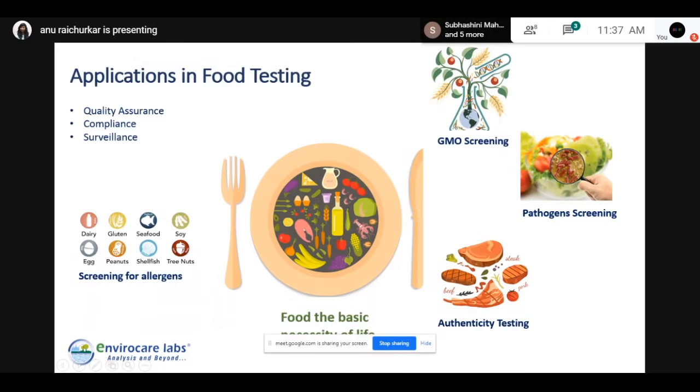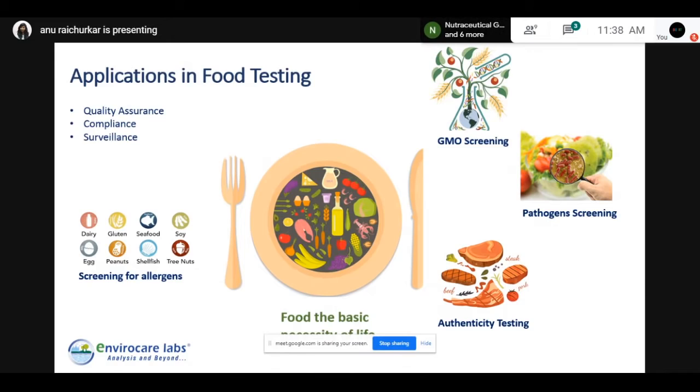Now we come to something called the application of these techniques in food testing. So food is a basic necessity of life. As we all know, we can survive without most things, but we cannot survive without food. I'm sure in this lockdown period, everybody is dying to get out and have good food or hotel food or something like that. But it is also equally important that we assure the quality of food, which is why it is extremely essential that we screen it.